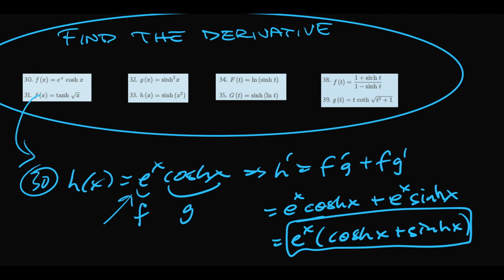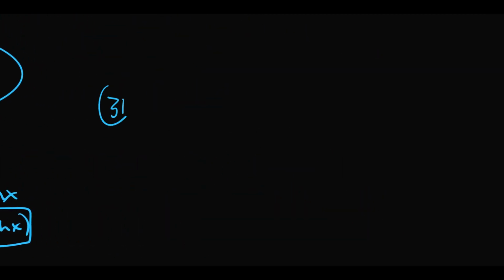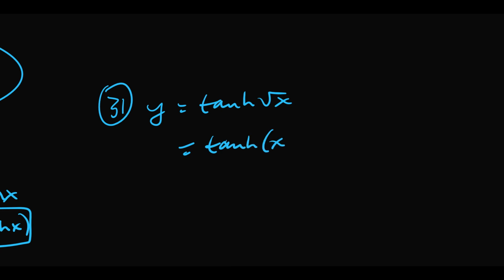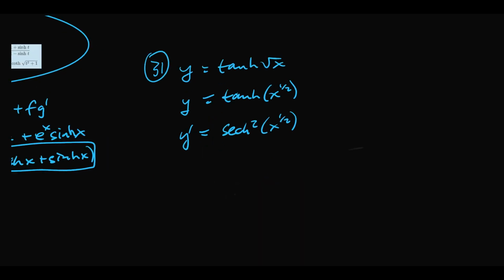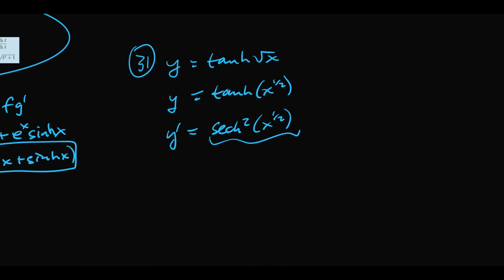Okay, let's try 31. So 31 says y is hyperbolic tangent of the square root of x. Anytime you see a square root, you're going to want to write it as the 1/2 power. So this is y, so y prime. We're going to use the chain rule here. Chain rule says you take the derivative of the outside, that's hyperbolic secant squared of whatever's inside. Now once we've taken the derivative of the outside, we take the derivative of the inside, so that's 1/2 x to the negative 1/2 power.